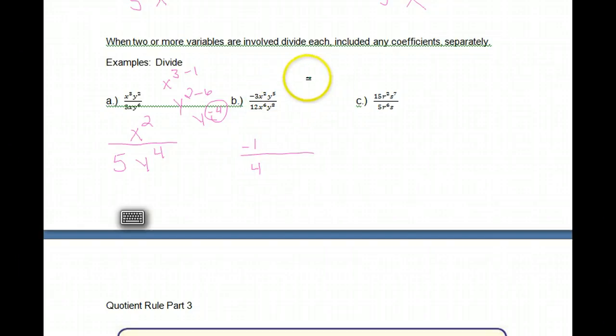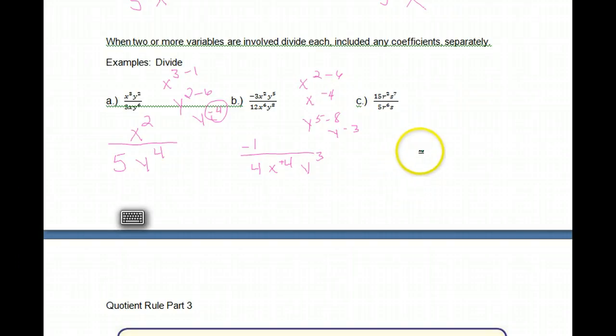Next we have our x's. That's like x to the 2 minus 6, which is like x to the negative 4. We have to put that in the denominator, and it is a positive 4 once you move it down. And then we have our y's. We have y to the 5 minus 8, which makes y to the negative 3. That also needs to move to the denominator since it was a negative. So we have negative 1 over 4x to the 4th y cubed.